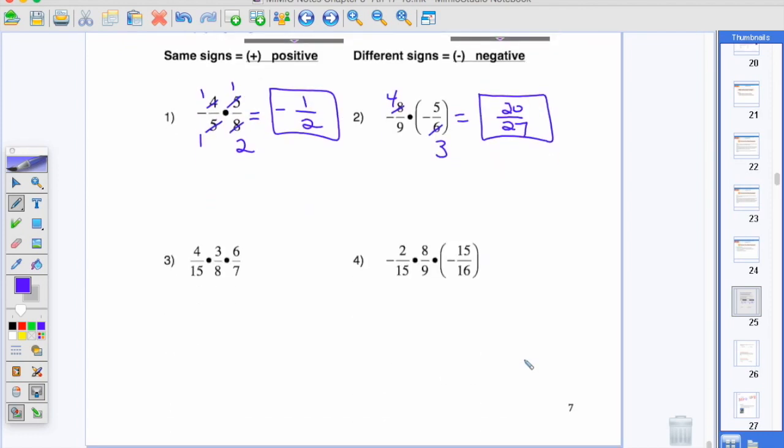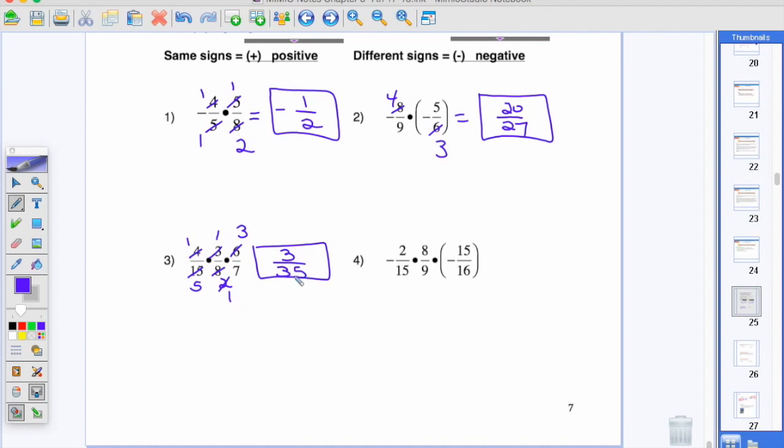Number 3, we're multiplying when we have 3 numbers. There's no negatives in there, so our answer is going to be positive. Now we can cross cancel any numerator with any denominator. I'm going to go with my 4 and my 8. I'm going to take out a 4 from both, so I'm left with 1 and 2. I'm also going to do my 3 and the 15 by taking out a 3, so I'm left with 1 and 5. I can also cross cancel my 6 and 2 by taking out a 2, so I'm left with 1 and 3. Multiply going across, you're left with 3 in the numerator and 35 in the denominator.